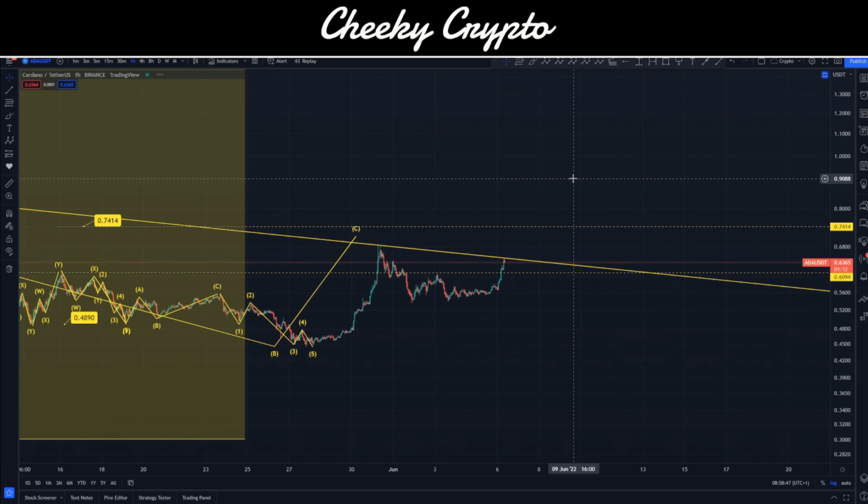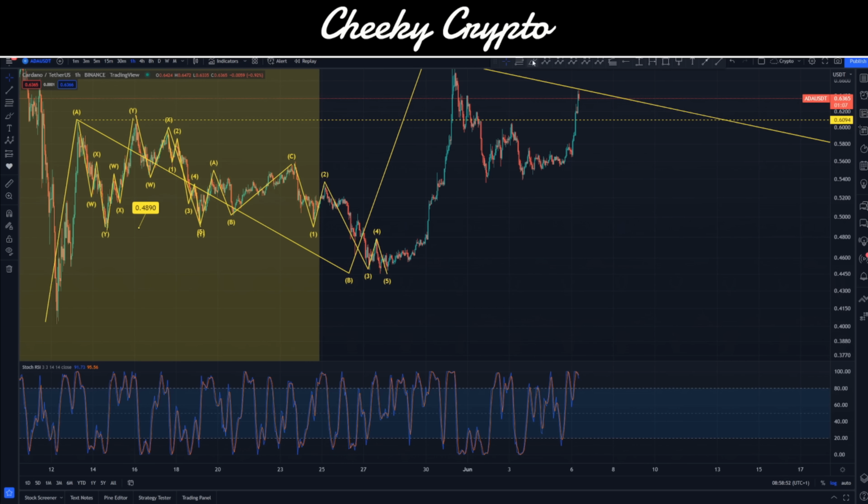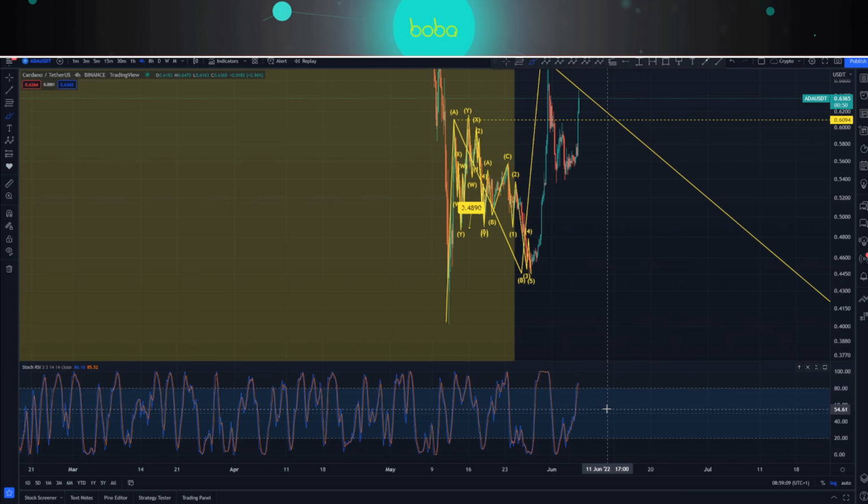Now, if I come up into our hourly chart here, we can see that we are overbought on our stochastic RSI, indicating that the momentum is about to shift and we're about to pull back down. On the 4-hourly chart, we're now back up in the overbought area. So again, we're expecting some volatility just on the hourly. Probably not going to do too much in the 4-hourly here.